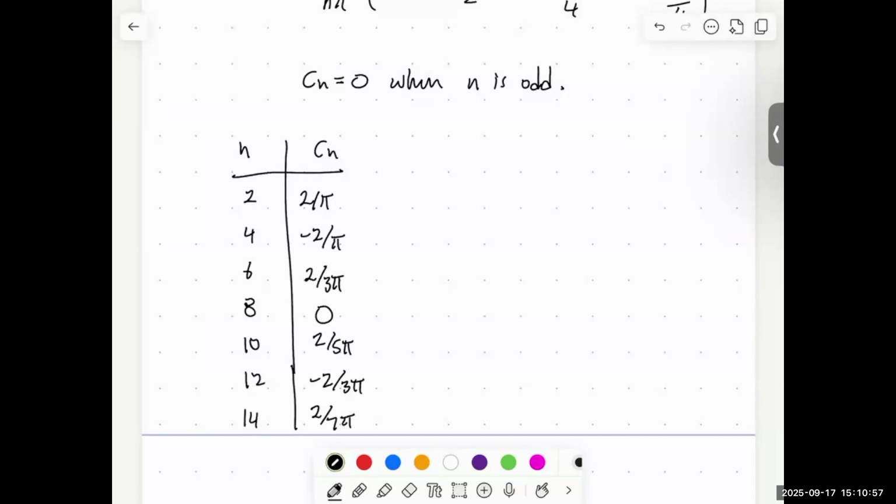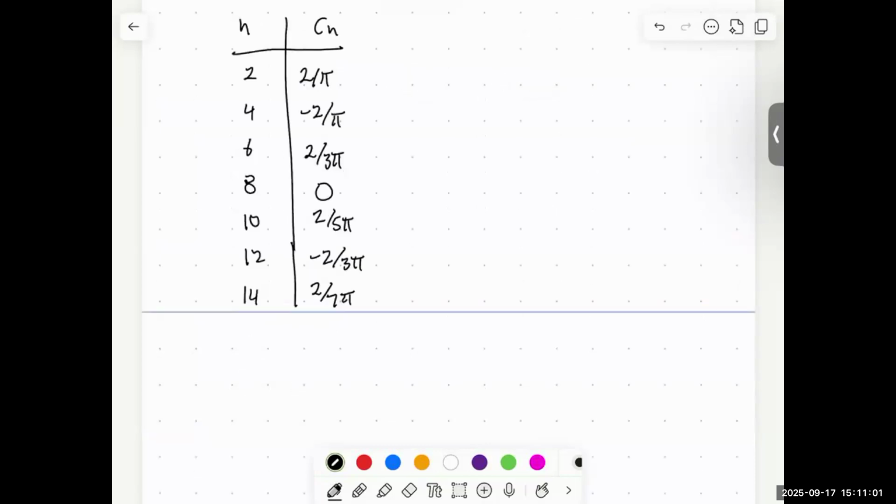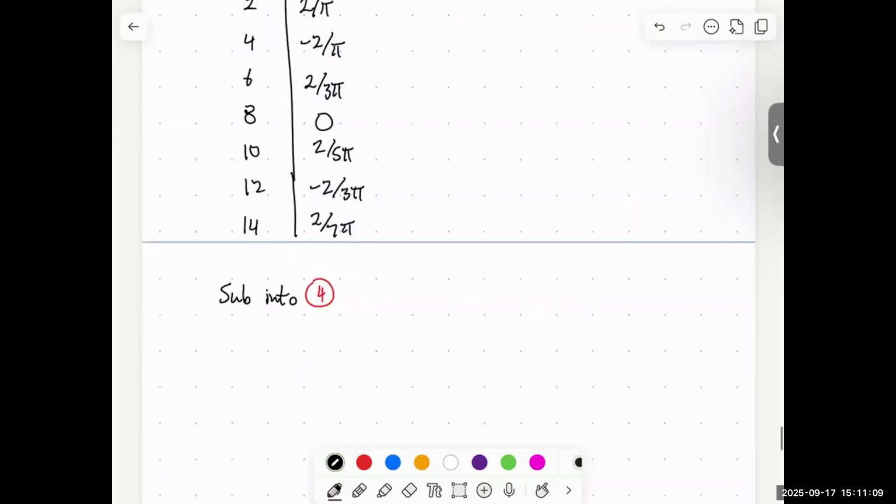All right. So with those coefficients, we could sub into equation 4. And we could get psi of x,t is going to be equal to the sum from n equals 1 to infinity of Cn. We now have the Cn coefficients. We solved for our stationary states. This is what they look like.